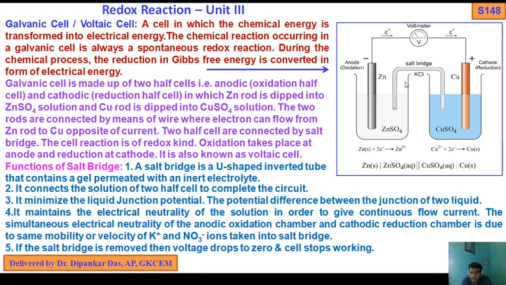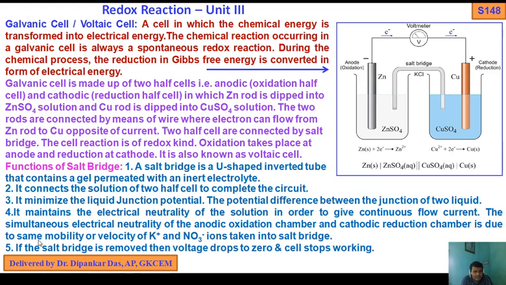If it is cation, then it provides Cl minus. If it is anion, then it provides potassium ions. So in this way, it can maintain the electrical neutrality. So it maintains the electrical neutrality of the solutions in order to give continuous flow of current.